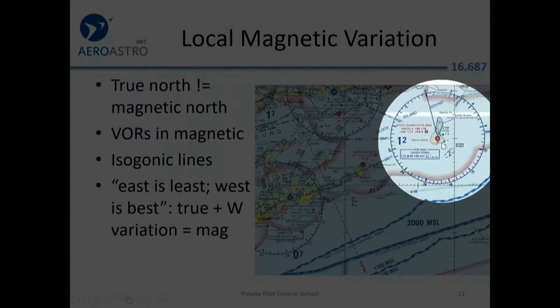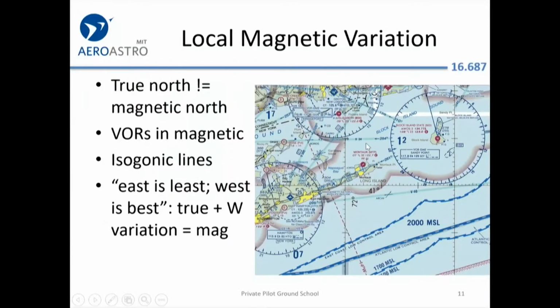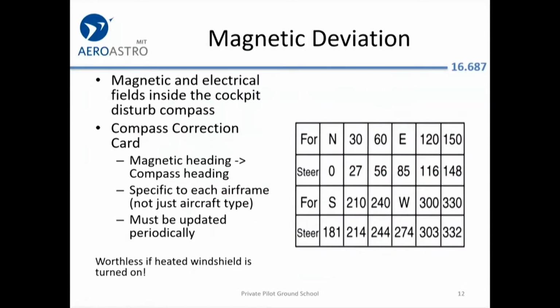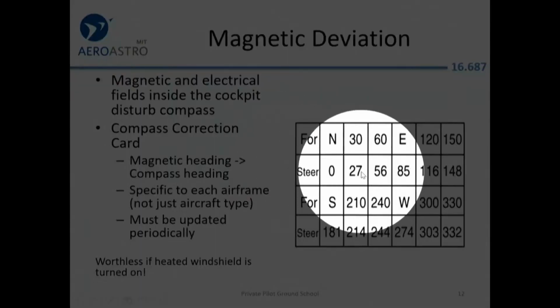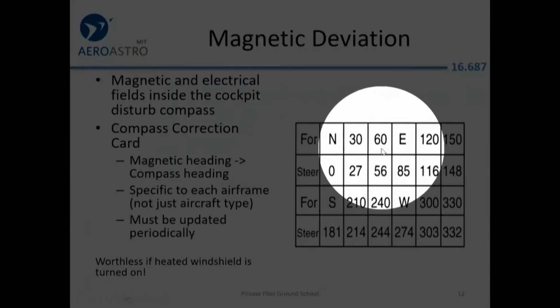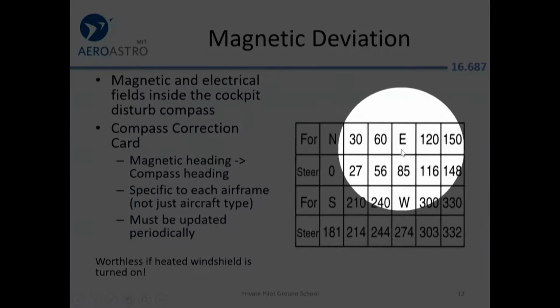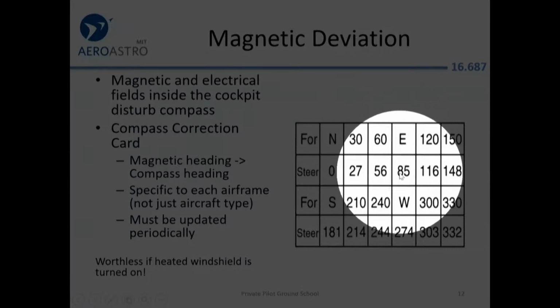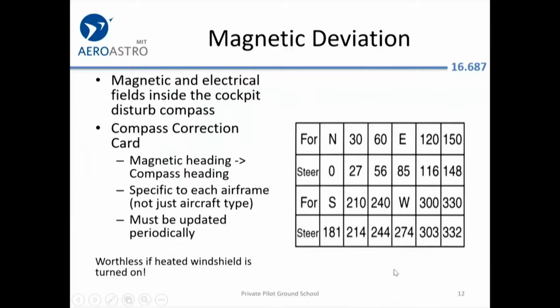And remember, again, if you get confused about how true and magnetic relate, just look at a VOR diagram. Here's an example, a compass card that you might see in your aircraft. I haven't seen any that are quite this dramatic. I think this is for effect. But you can see it says, if you want to fly 60 degrees, a heading of 060. If you want to go east, instead of steering 090, steer 85 on your compass.